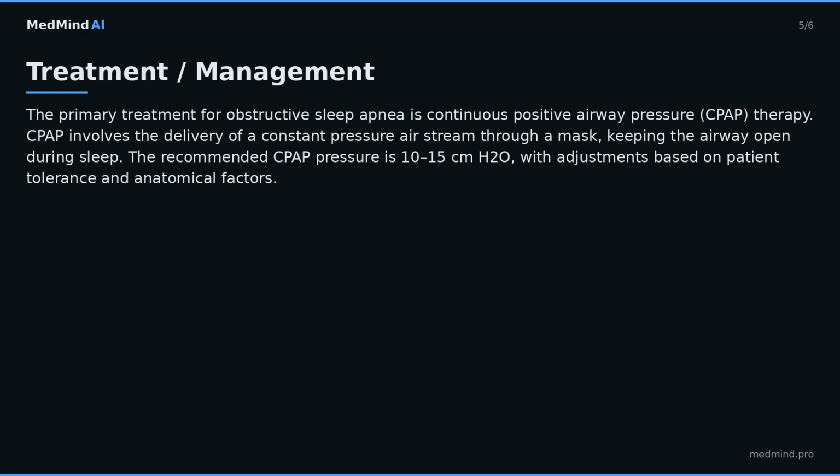In addition to CPAP, lifestyle modifications such as weight loss, avoidance of alcohol and sedatives, and positional changes are essential. For patients with central sleep apnea, treatment may involve bilevel positive airway pressure, bilevel BPAP, or nocturnal oxygen therapy. In severe cases, surgical intervention or adaptive retinal therapy may be considered.